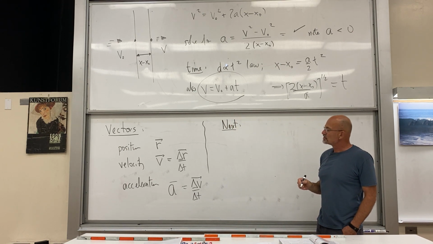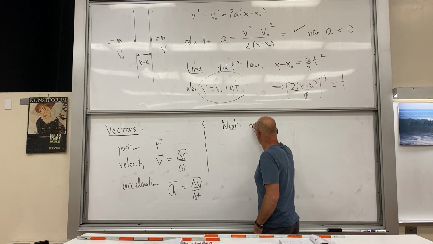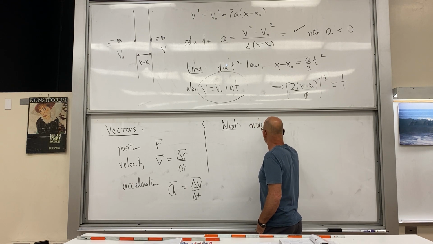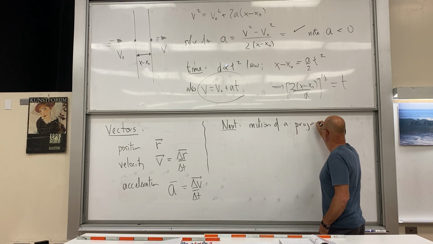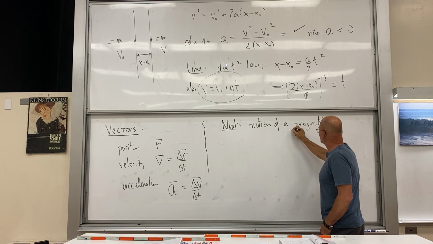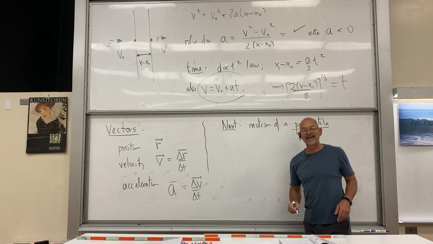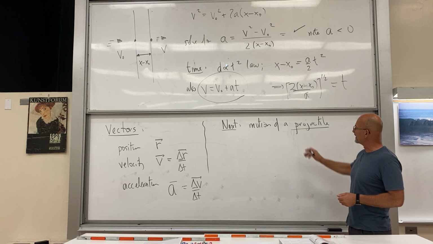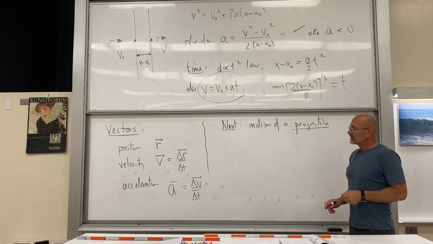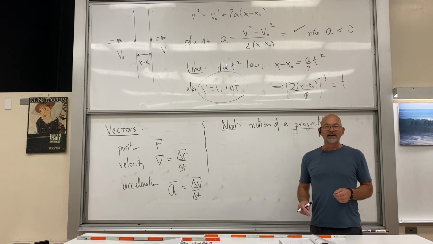We want motion of a projectile. A projectile is something that you just throw. Tennis ball. I'll bring the tennis ball and the little toy cannon with us next time. But right now I'm just going to draw everything. So really our vertical throws were already a projectile.